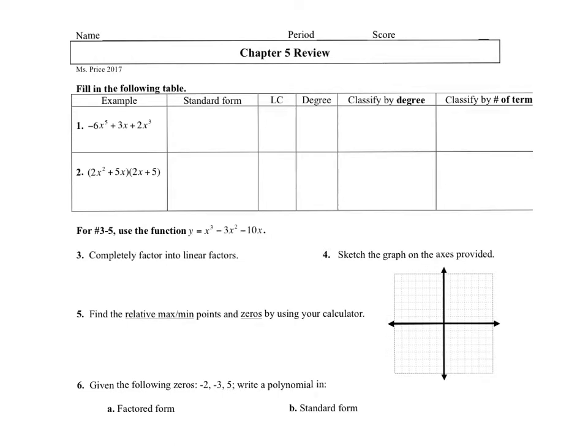All right, so get something to write with. Here we go. The table right here, there's a lot of memorizing that you have to do. You need to know monomial, binomial, trinomial. You need to know quartic, quintic, all those words, okay? So let's start right here.